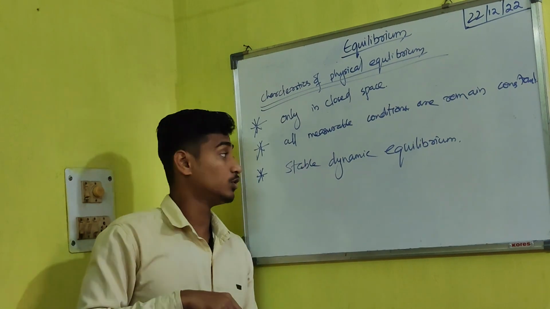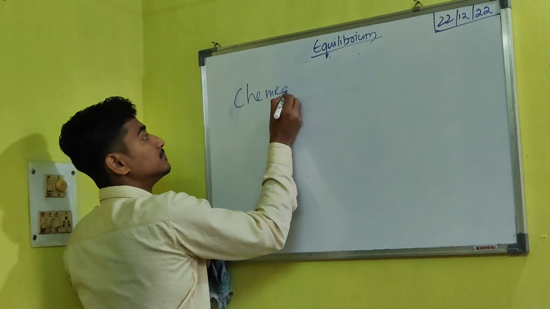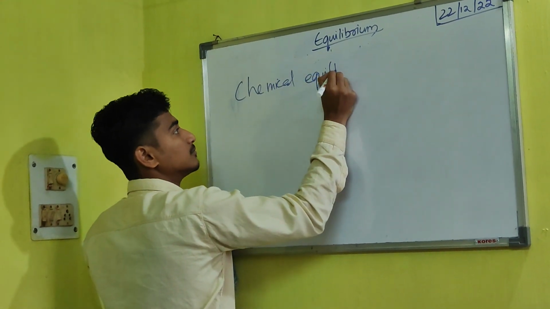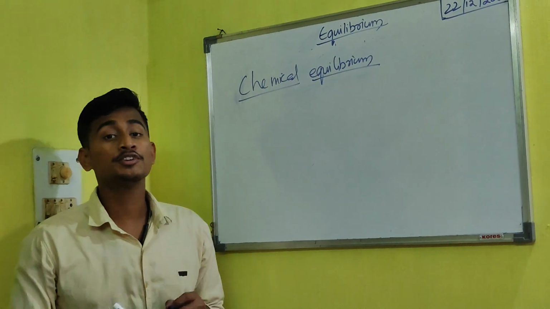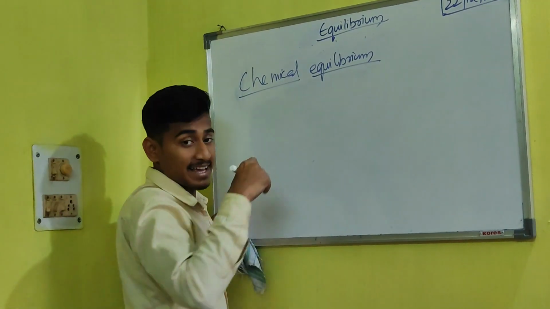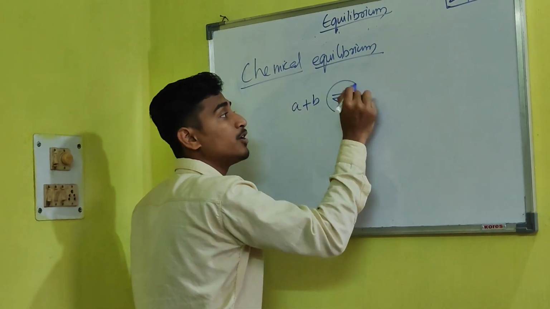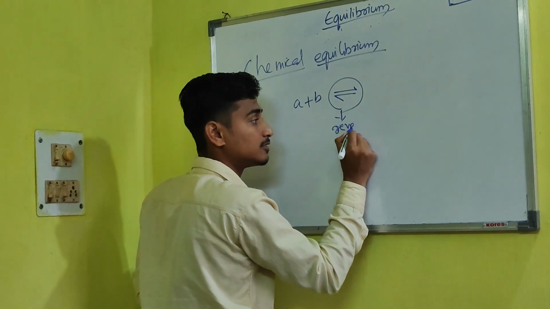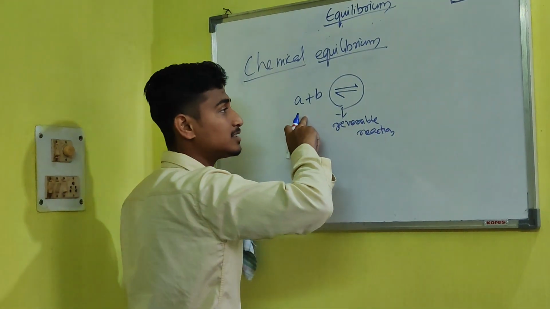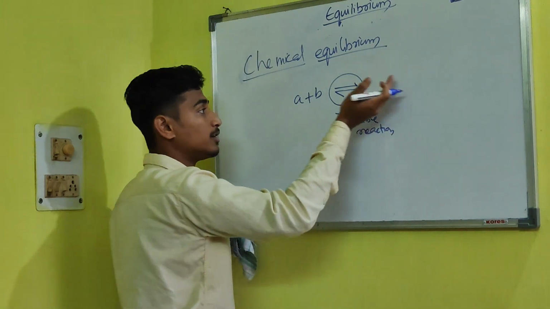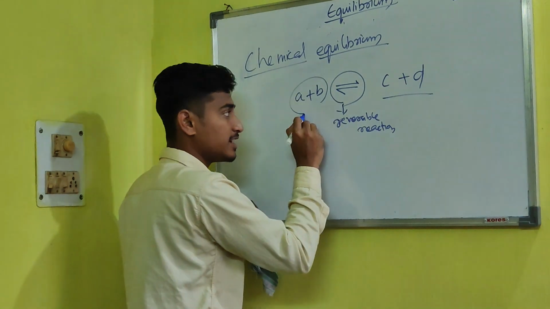Let's come to chemical equilibrium. Chemical equilibrium means it is a reversible reaction. For example, take a reaction A plus B, with this symbol for a reversible reaction. It means the reactant goes to product, and product can come back to reactant also. This one is the reactant side, and this one is the product side.